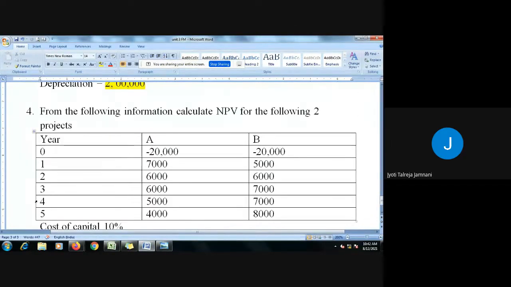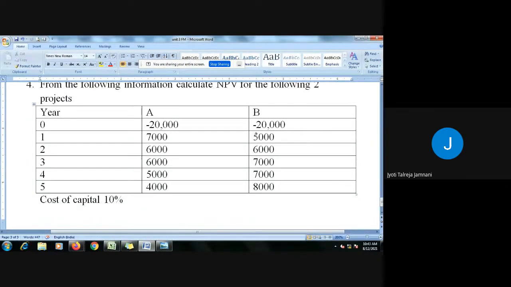From the following information, calculate NPV for the following two projects. So we have again project A and project B. Year 0, they have given -20, which is nothing but the initial investment. I'm telling you again, even if they don't give this minus sign, we need to consider it as investment only because it is at year 0. From 0 to 5, there are 5 years and the cost of capital they've given is 10%. So like we did for the previous problem, for project A separately, B separately, we will find the NPV.